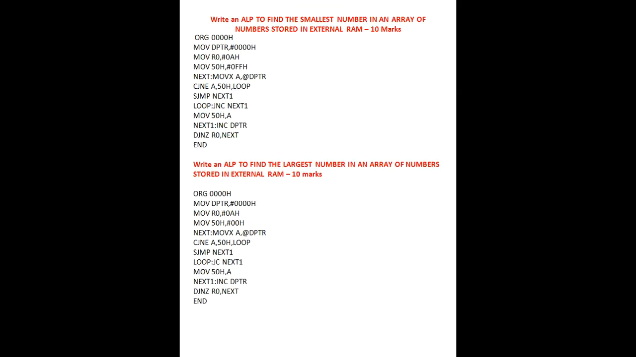Here you have to find the smallest number and the largest number. You have to take some set of numbers randomly and store them in external memory, and take them from the external memory using DPTR. Compare with FF as the maximum number. If any number is less than FF, that is going to be considered the smallest number in the given inputs. Using the CJNE instruction, I am checking with 50H and finding the lowest number. For the reverse, you have to compare with 00H.